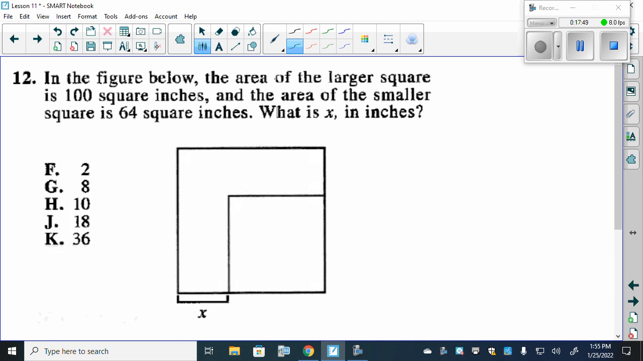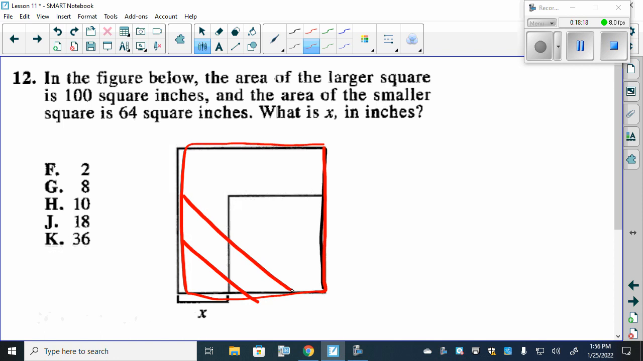In the figure below, the area of the larger square is 100 square inches, and the area of the smaller square is 64 square inches. What is X? Well, what do we know about squares? All sides are equal, so all these lengths are going to be the same, yes? So the whole big square, because I'm going to do a whole bunch of shading here, is 100 square inches. So if it's 100 square inches, what are the length and width of the big one? Because 10 times 10 is?